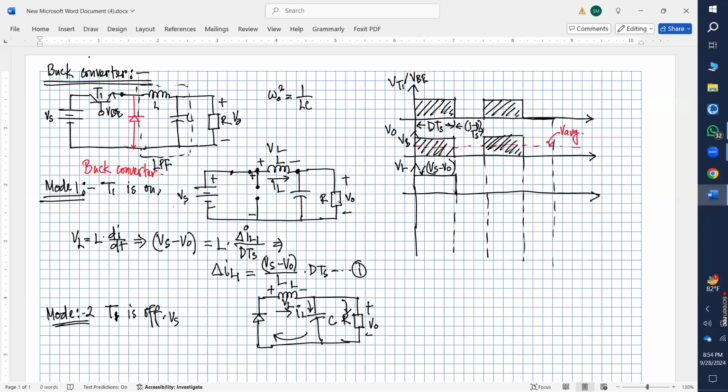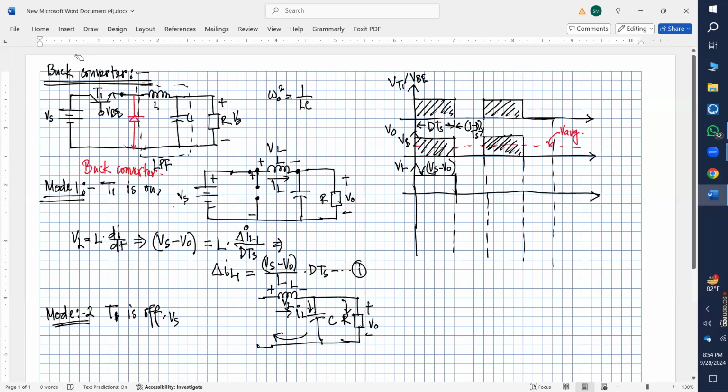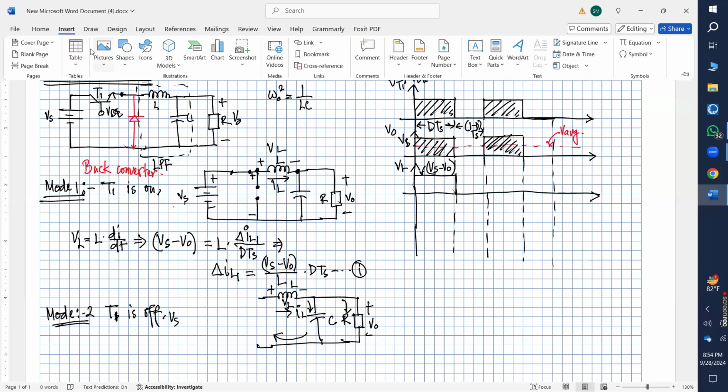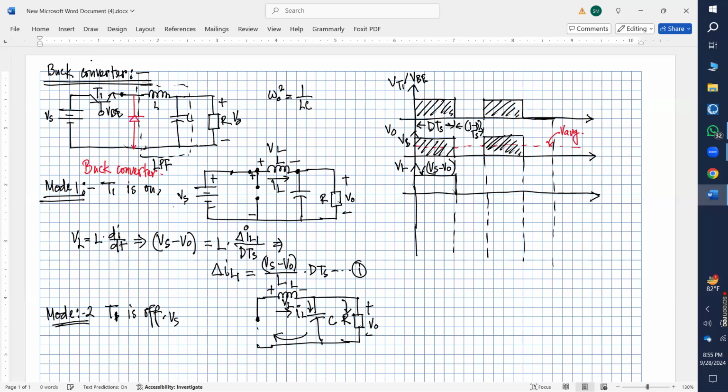Whenever this diode is operating, we can consider this diode to be an ideal one. So instead of this diode, what we can do is replace that diode with a simple short circuit. So the circuit will look like this.